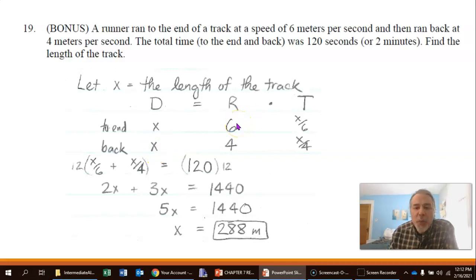We do know the rates of speed. We can go ahead and fill in those numbers. 6 meters per second running to the end of the track, and then 4 meters per second running back.